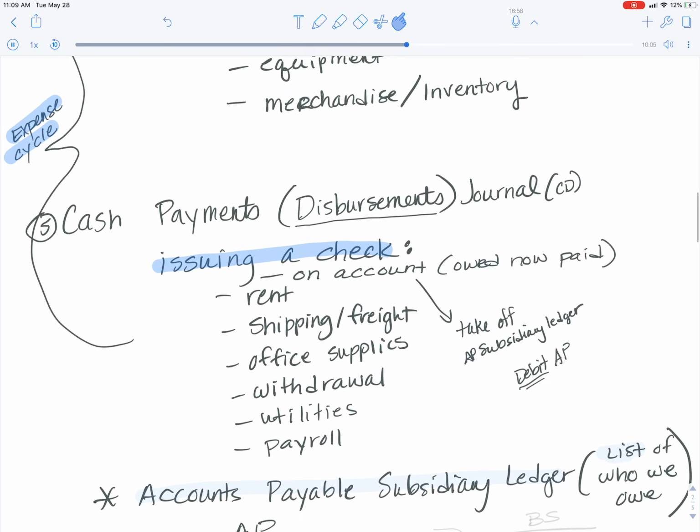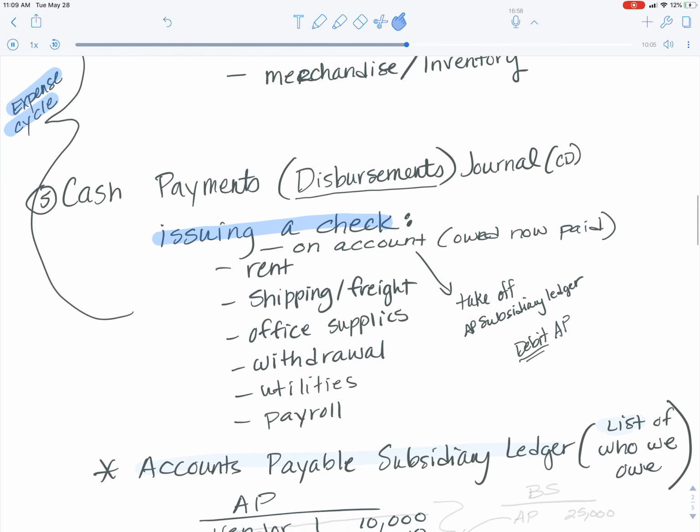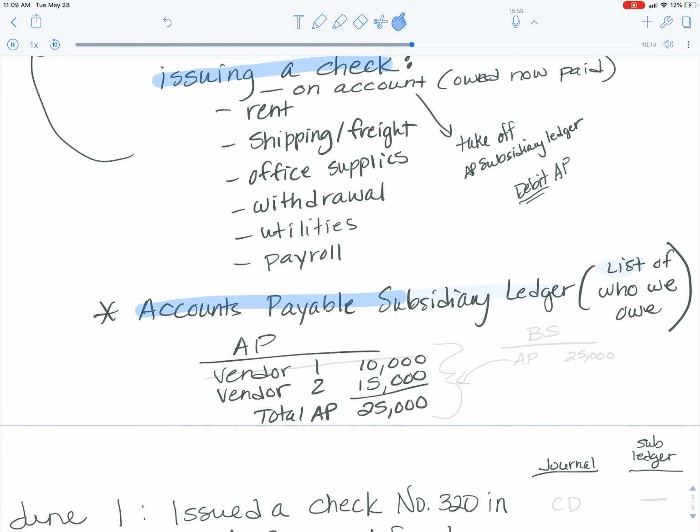So here's some examples. Let's say on June 1st, we issue a check number 320 to pay our rent. So we don't have to pay anybody later. We just went ahead and issued a check. So we are disbursing our money. So we're going to put this in a cash disbursements journal.